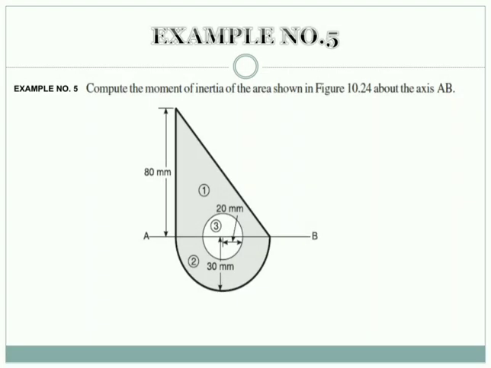So let's move ahead with the next example. This example is again on a similar principle as the previous example, but the shapes are changed. The shapes are changed, but the principle is the same. Compute the moment of inertia of the area shown in the figure about the AB axis. Here they have given the AB axis, whereas in the previous case it was XX. It's just the nomenclature. So a horizontal axis is given, about which we have to find the moment of inertia of the figure.